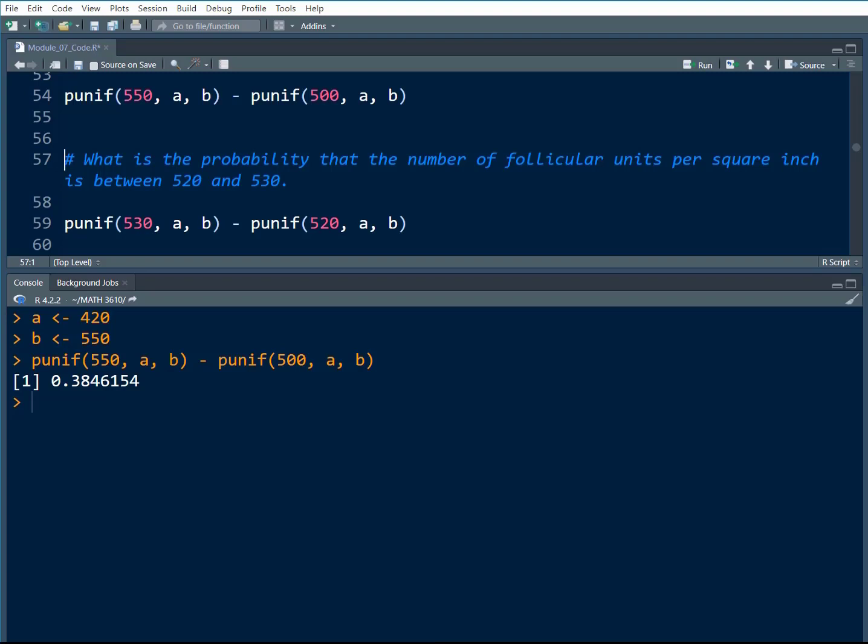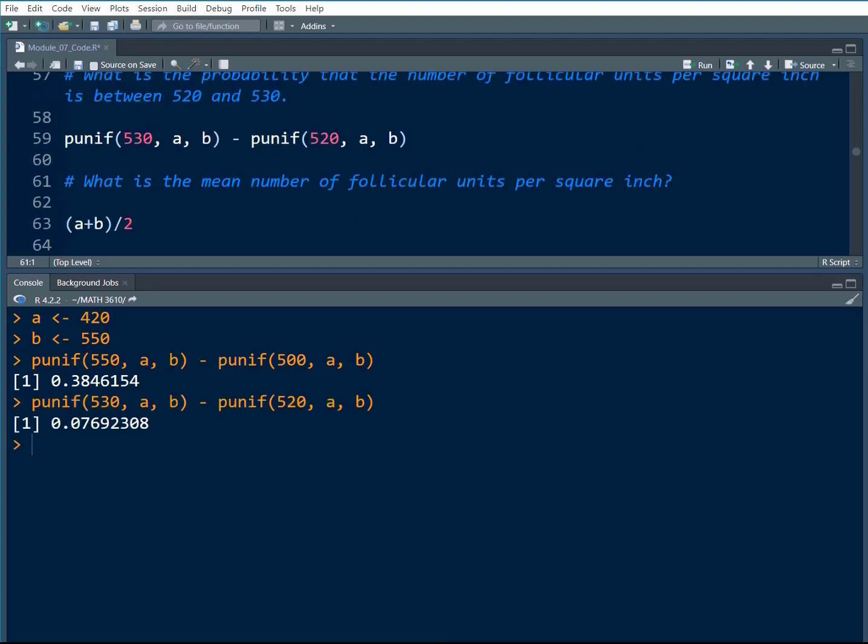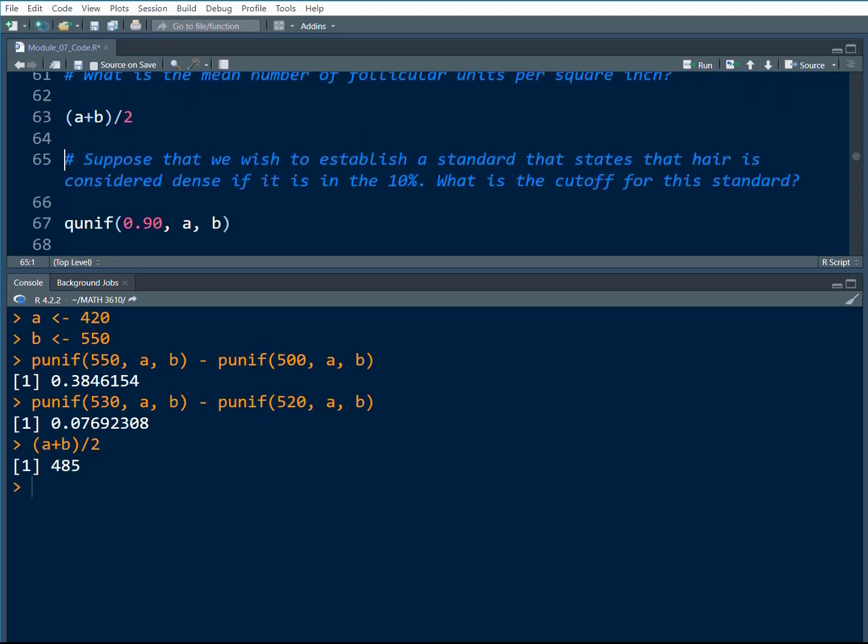Would it be unusual if the number of follicular units per square inch is between 520 and 530? We find this probability to be 0.0769, which is not a particularly unusual event. It happens about 8% of the time. What is the mean number of follicular units per square inch? The mean is given by the quantity (A plus B) over 2, which equals 485.